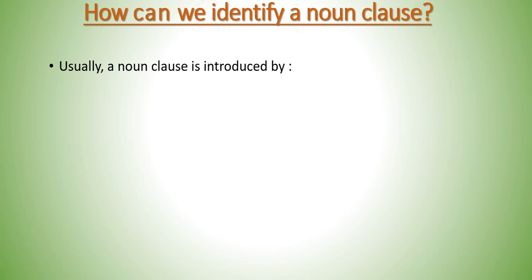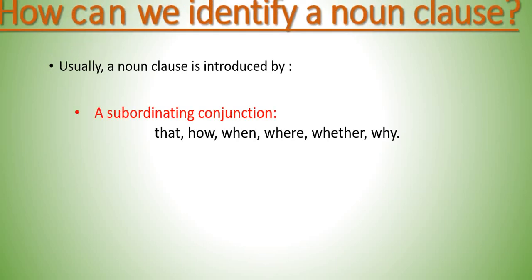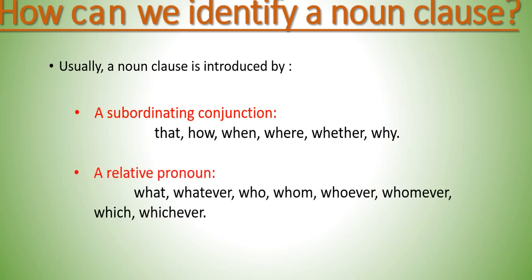The second one: how can we identify a noun clause? Usually a noun clause is introduced by subordinating conjunctions. So you can write on the blackboard the list of words that introduce a noun clause, and relative pronouns. It's important to have this list in your mind or in your notebook and give it to the students, because if not, they will be lost.